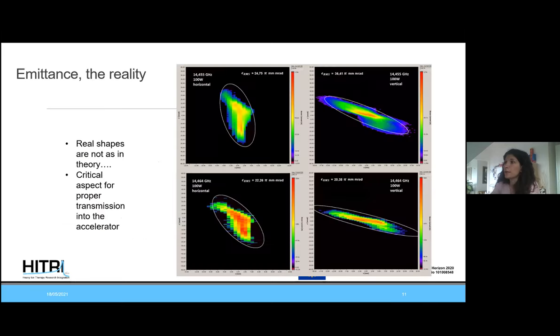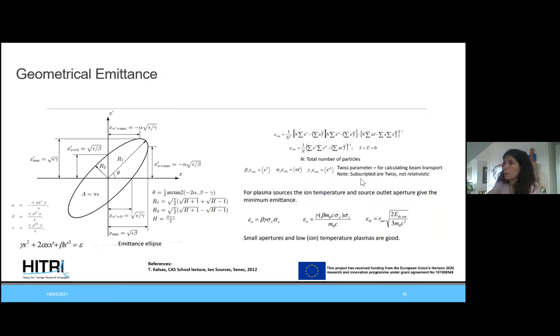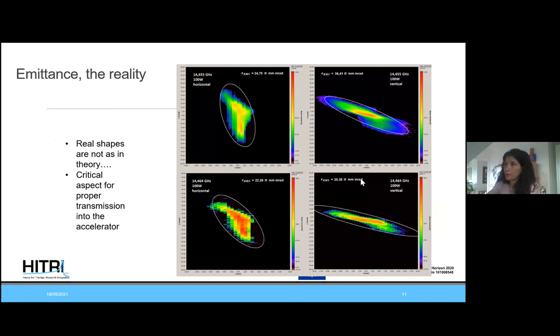And this you can see then in reality. What I wanted to show you here is, for example, the emittance measured from a helium beam in the vertical plane. This looks like a good emittance, and it has some kind of ellipse shape. But we can also have a more nasty shape.